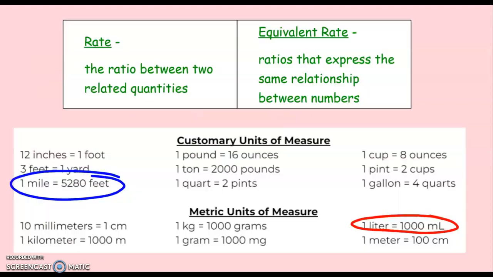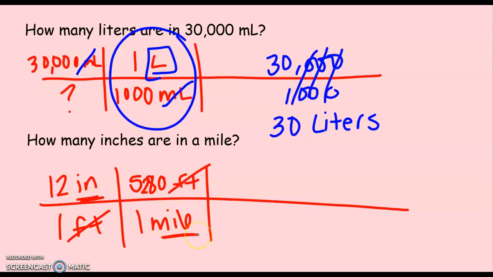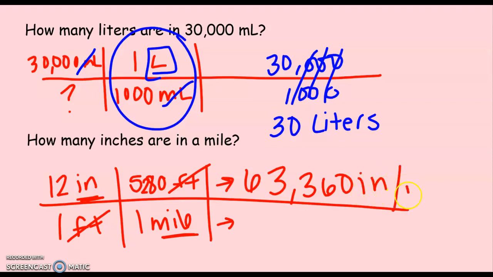I also, again, if I look up to my chart, I know that there are 5,280 feet, so I'm going to put that on the top, 5,280 feet in 1 mile. Okay, so now I have my feet that can cancel. I'm left with inches and miles. So if I take 5,280 times 12, remember, I multiplied straight across, that's 63,360 inches per mile. So that would be my answer.